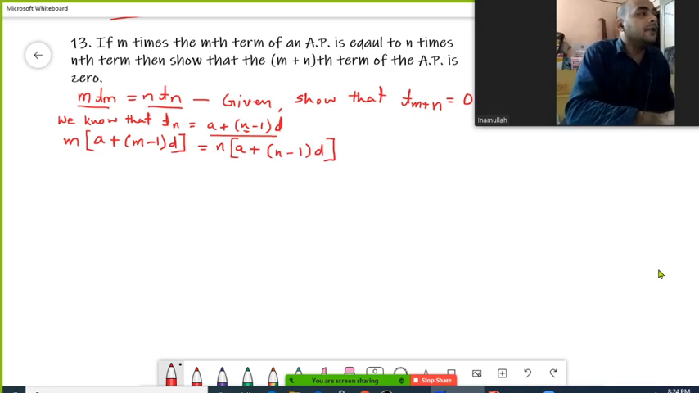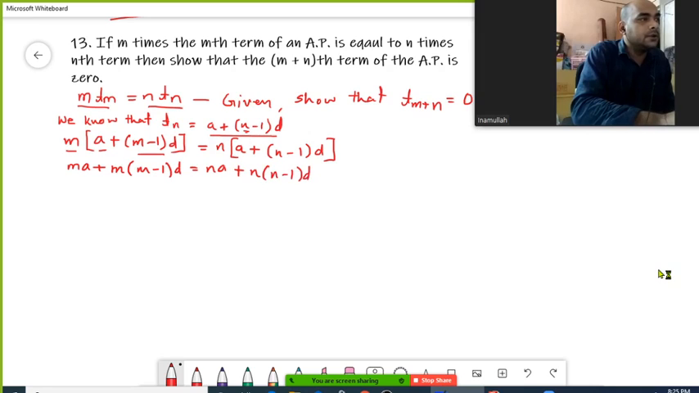Now we can multiply this m with a and this. So it will become ma plus m into bracket (m minus 1) into d is equal to na plus n into bracket (n minus 1) into d.